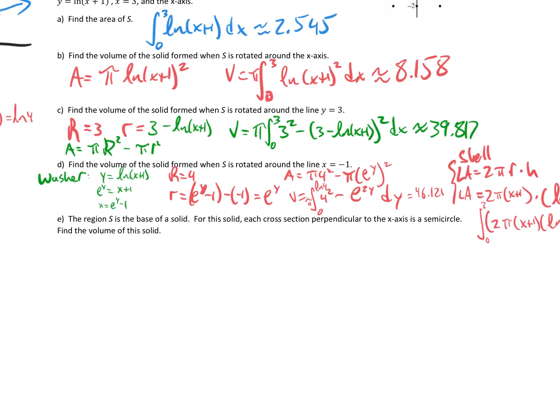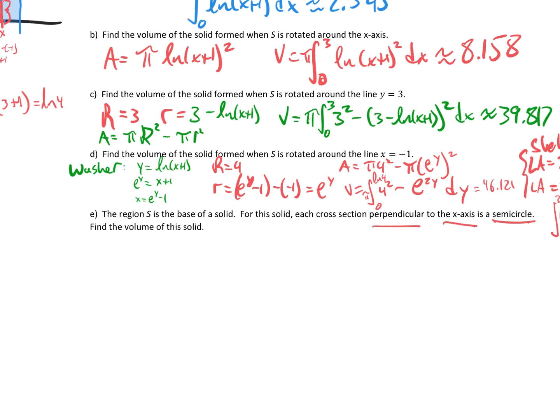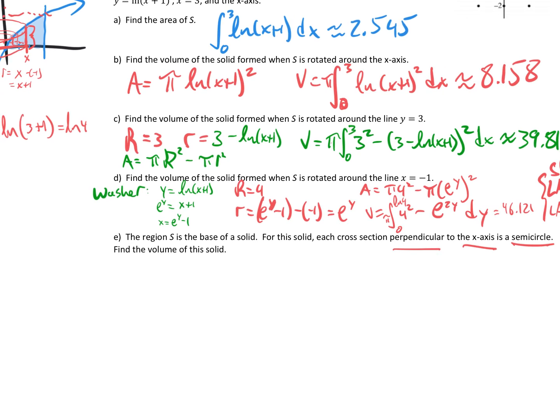So we have the region S, which is the base of a solid. For this solid, each cross-section perpendicular to the x-axis is a semicircle. Find the volume of the solid. So I'll sketch it here again. We've got this shape again here. That's at 3. There's our shaded region. So that's the base of our solid.